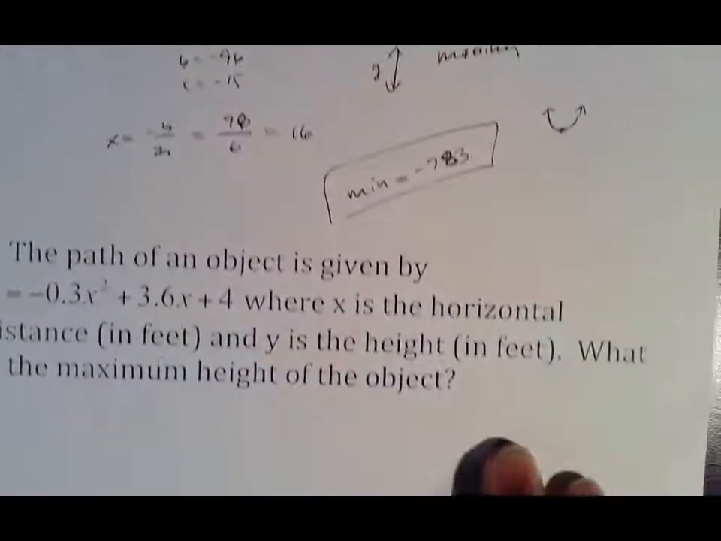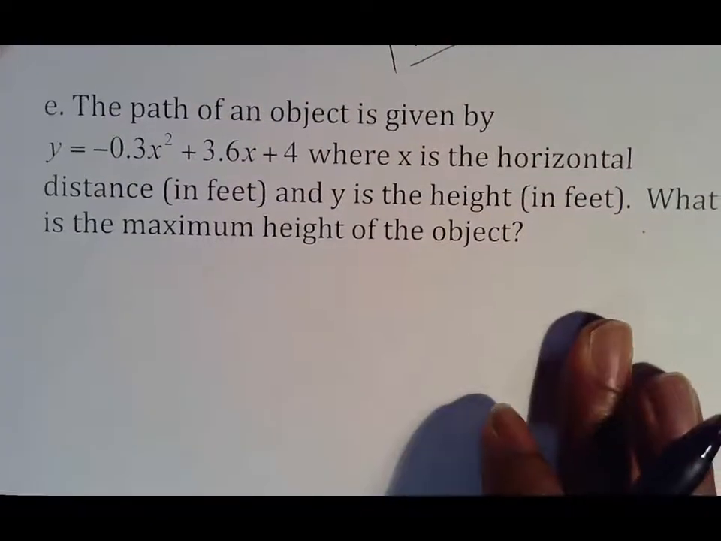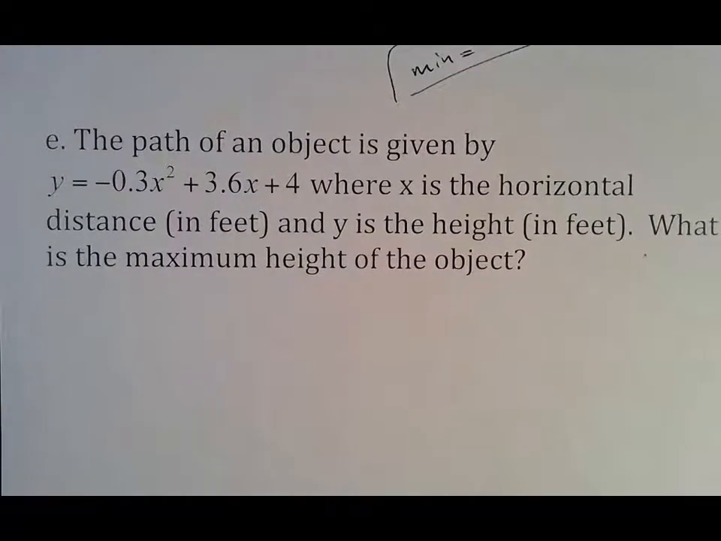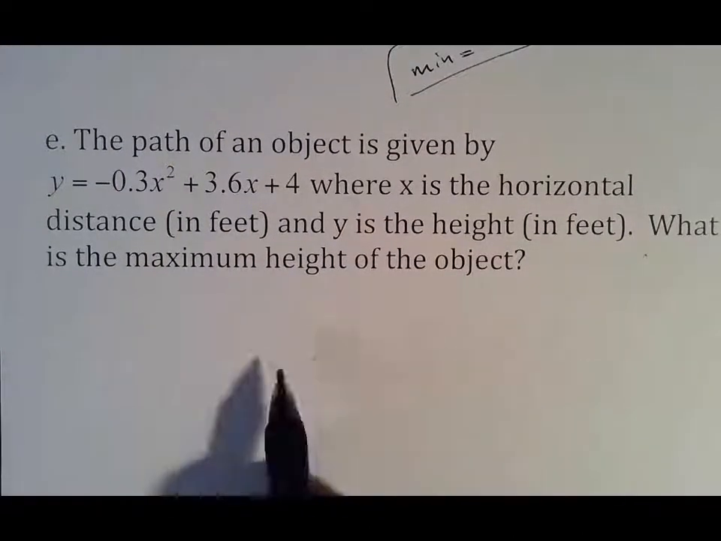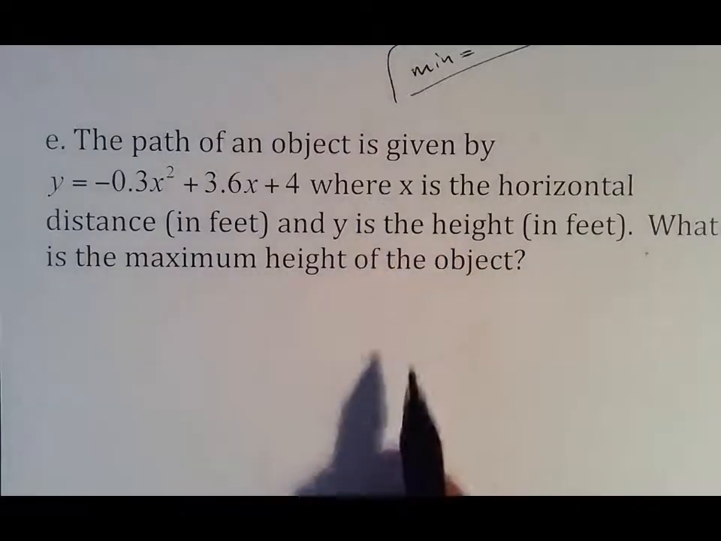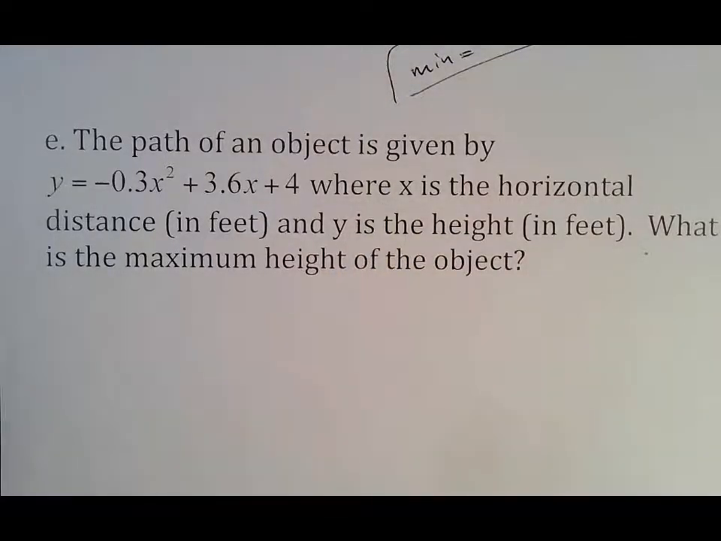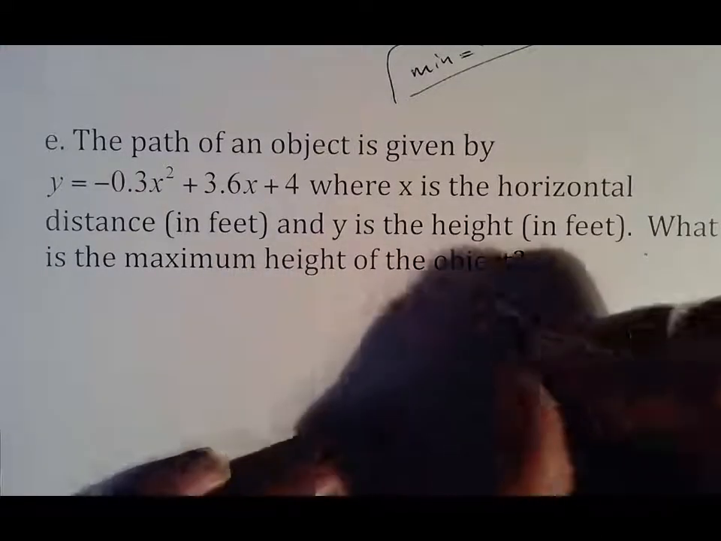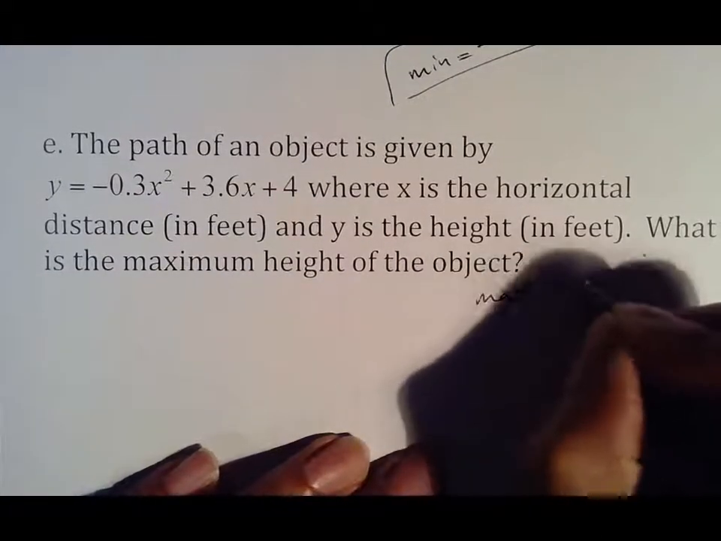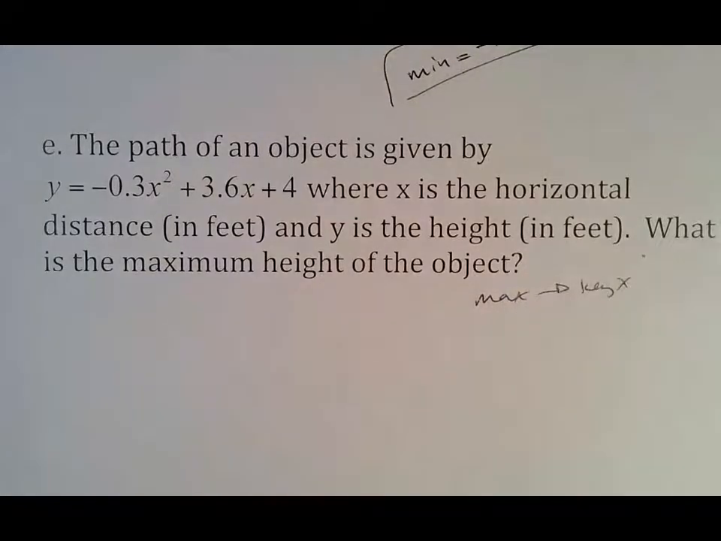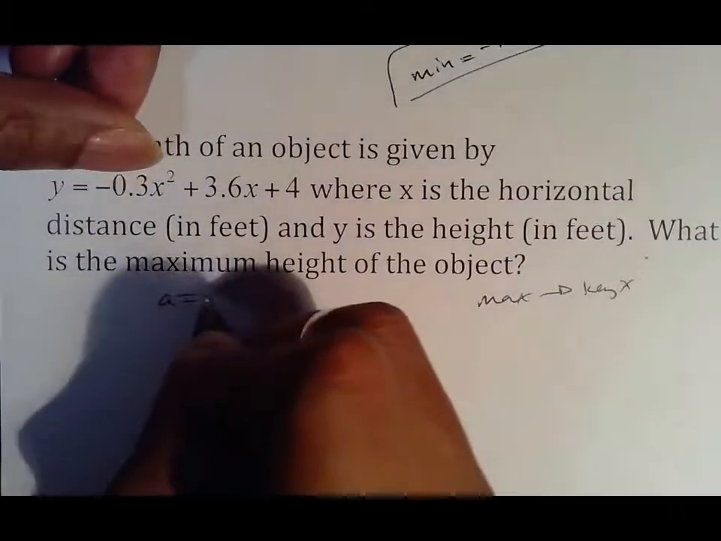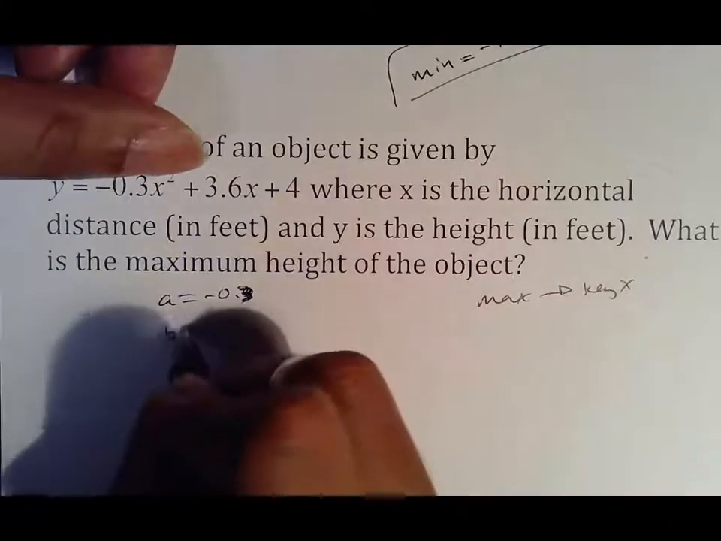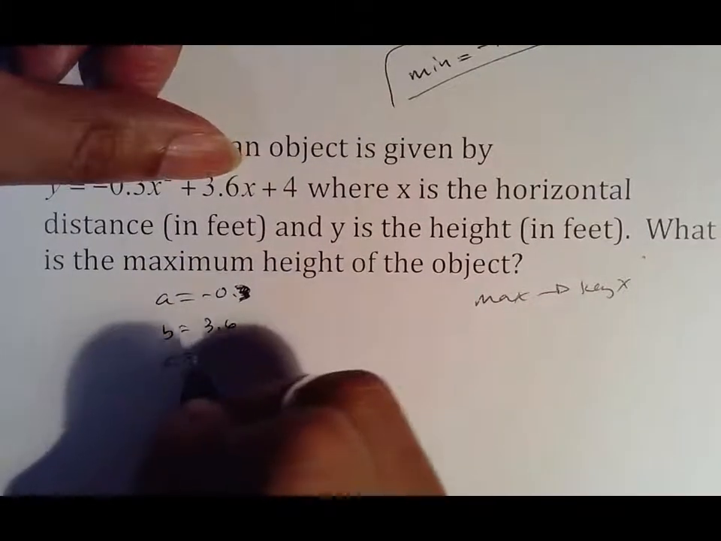All right. And then the last kind of question you're going to see again using this key is just something like this. The path of an object is given by this formula where x is the horizontal distance because x goes this way, and y is the height because y goes this way. It wants the maximum height. Again, height is up. But maximum and minimum is found by using the key x.